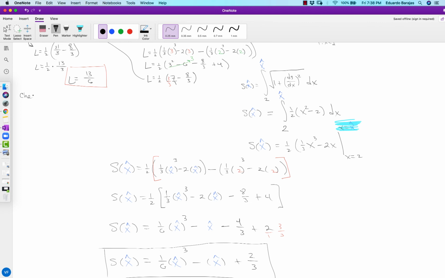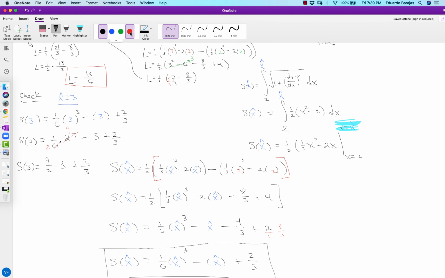Right here. Let's check. We're going to let x hat equal 3, and let's confirm that we get the same answer. So when we plug in a 3, we should have 1/6 times blank to the power of 3 minus blank plus 2/3. And that should be 3 there and 3 there. So S sub 3 should give me 1/6 times 27 minus 3 plus 2/3. This reduces. 3 goes into 6 twice. 3 goes into 27 9 times. So we have S sub 3 equals 9 over 2 minus 3 plus 2/3.